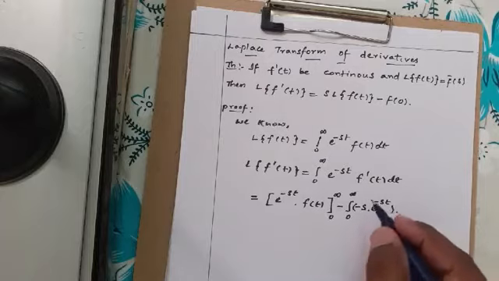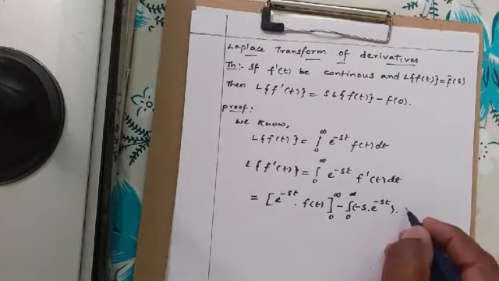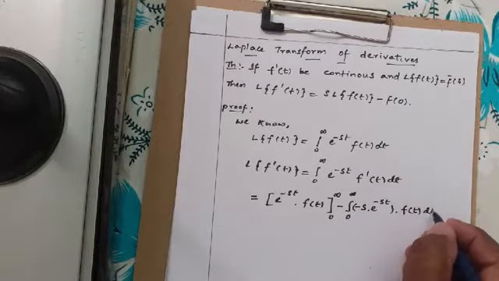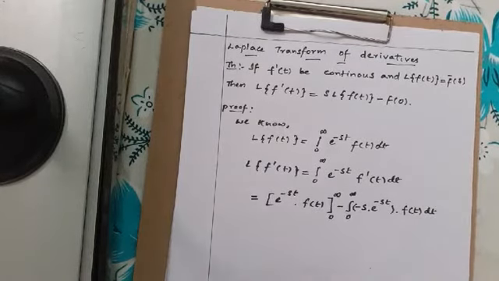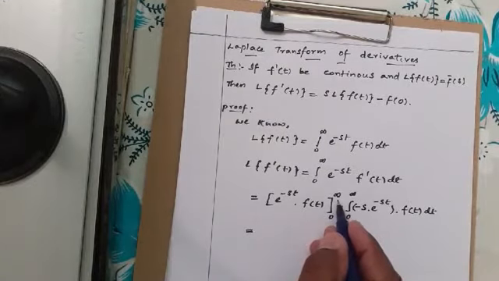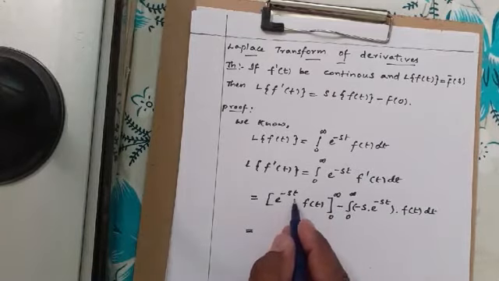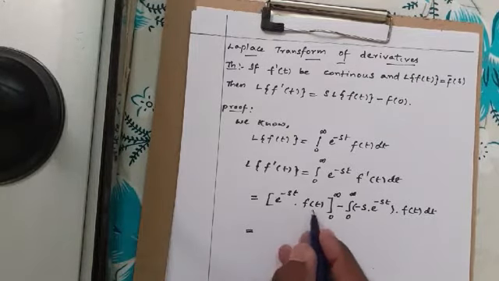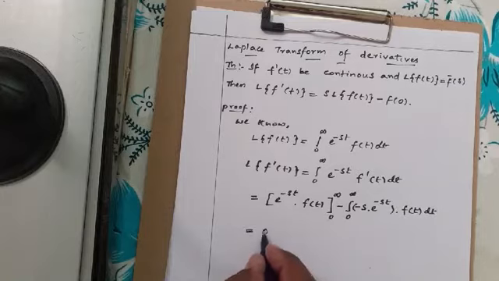So if you integrate f dash t, you get only f of t, because differentiation and integration cancel. Then we'll have dt here. Then after this, we apply the limits. Now the upper limit is infinity. When you apply infinity to t, that becomes e power minus infinity. As I have told you in the previous classes, e power minus infinity is 0. 0 into something is 0, so I can write 0 here.